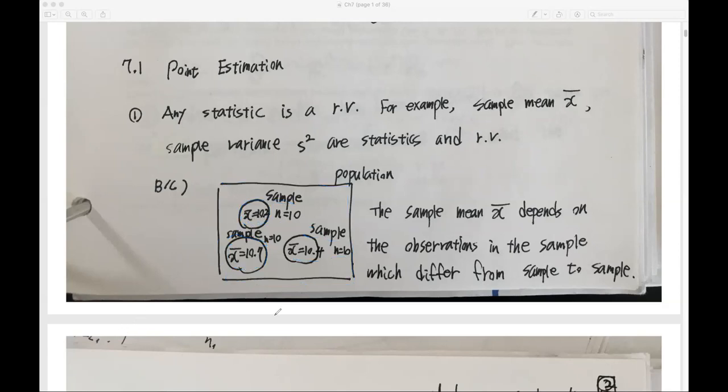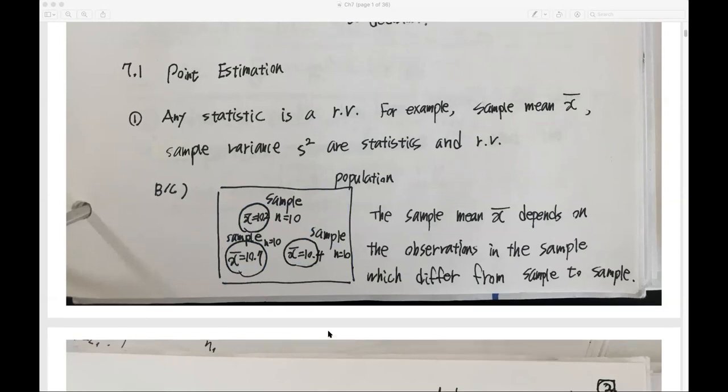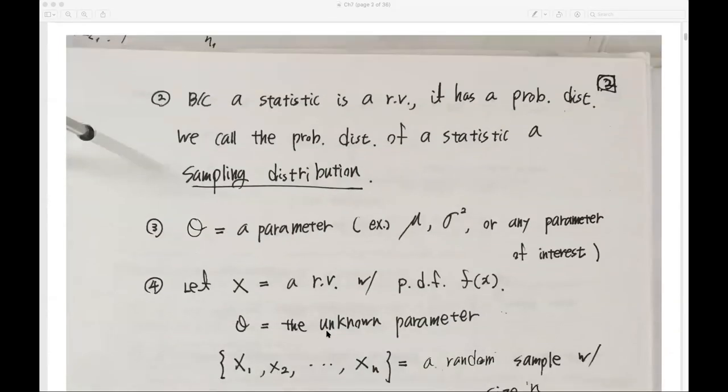Now let's see the next one. Because a statistic is a random variable, it has a probability distribution. We call the probability distribution of a statistic a sampling distribution. So the sampling distribution is the probability distribution of a statistic.